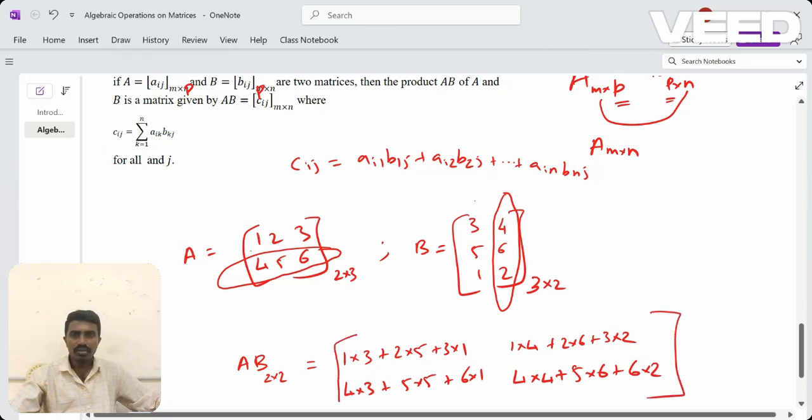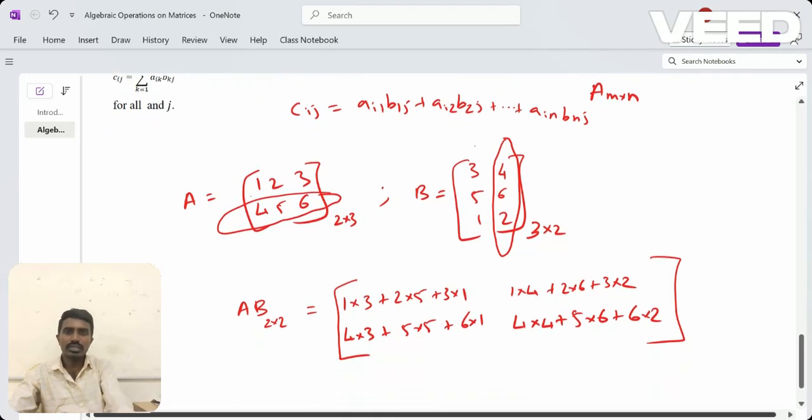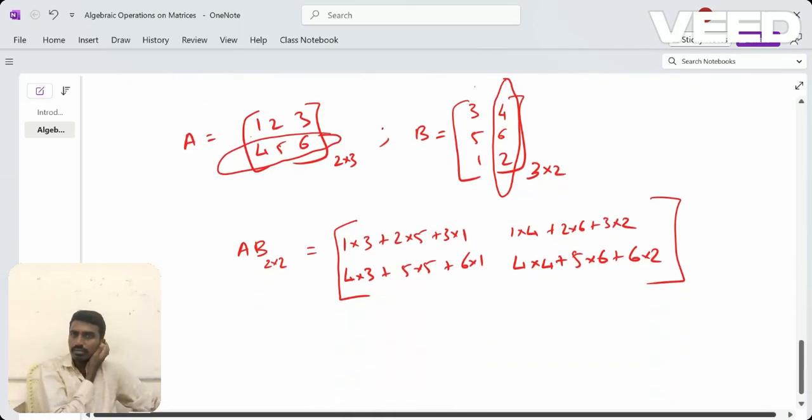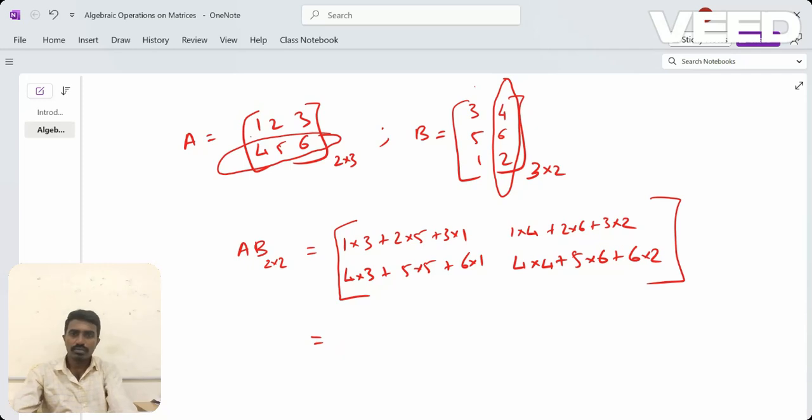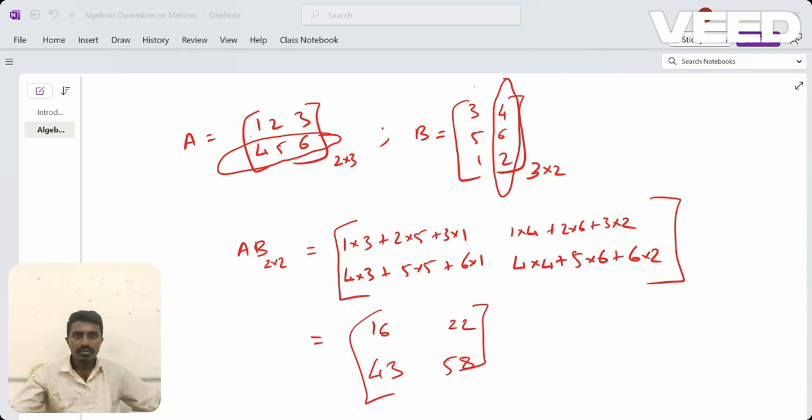This is the product of two matrices A and B. Now if you simplify, you get the resultant matrix, that is the AB matrix. So this is the resultant matrix.